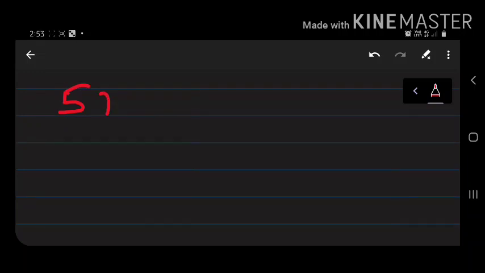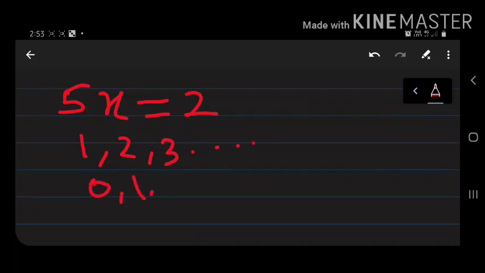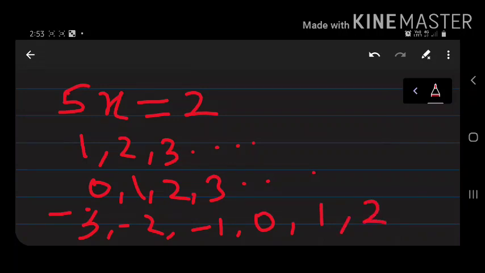So let's encounter a new situation. Let's try to solve 5x equals 2. The first number system that we studied was the natural numbers starting from 1, 2, 3. After that we have whole numbers from 0, 1, 2, 3 and so on. Then we introduced the integers, which had the natural numbers with the negative sign, 0, and positive natural numbers.